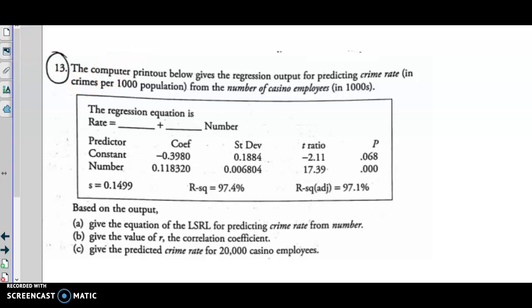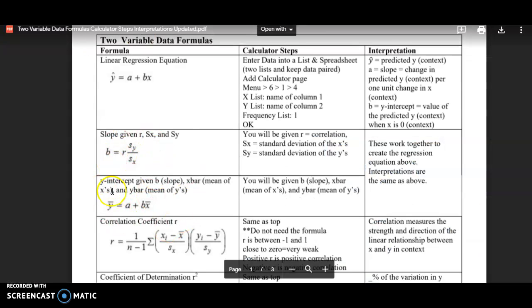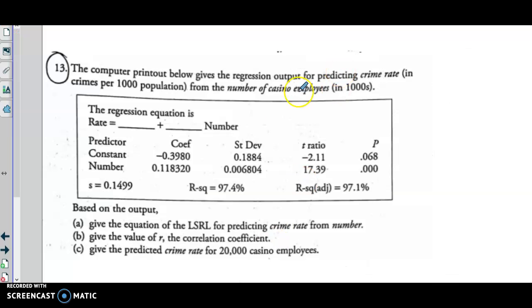So the first reason I picked this is usually you will not actually be asked to calculate a regression equation. It'll either be using these first three formulas to make a regression equation, or you'll be given a computer printout. So here's a computer printout. And for now, if it's involving regression, this is the only thing I care about: this first column, and then really how to get the regression equation. So for A, give the equation of the least squares regression line for predicting crime rate from the number of employees.